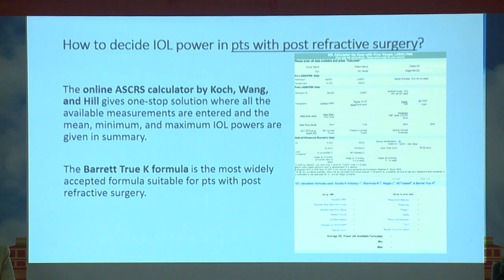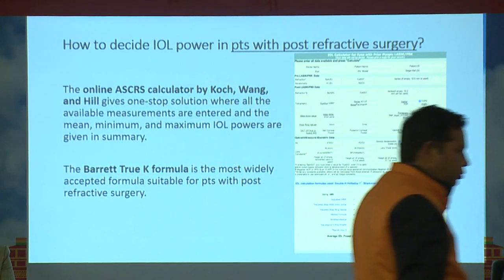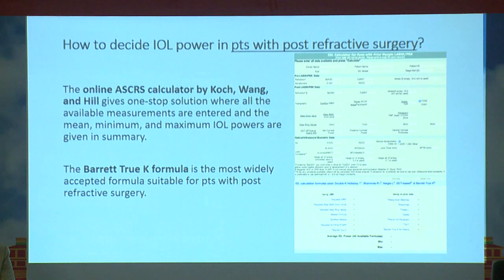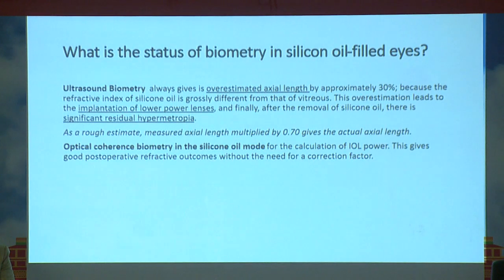Now, how to decide the IOL power in a patient with post-refractive surgery? Here again, the ASCRS calculator is better and it is very easily available. Now, if it is a silicone oil filled eye, then again optical coherence biometry is better than ultrasound biometry, as ultrasound biometry gives an overestimation of the axial length.